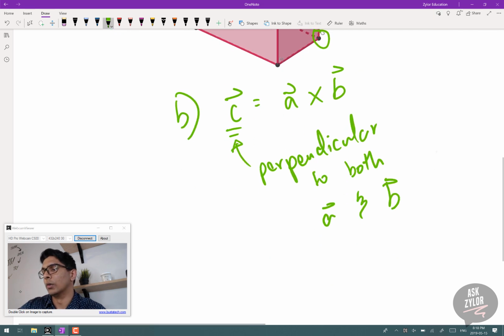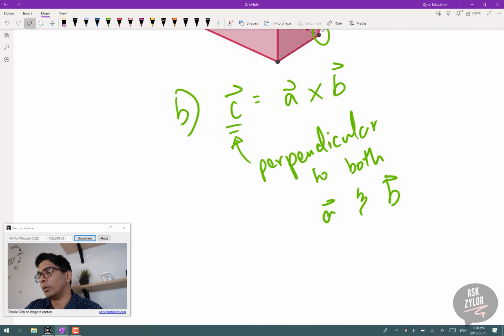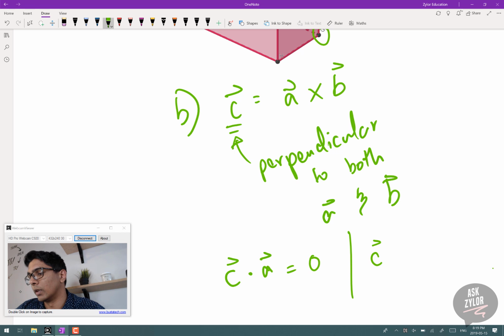right? So what do we know about the dot product between two perpendicular vectors? So if we take the dot product between a and c, that should give me 0. Right? The dot product between any two perpendicular vectors is always going to be 0. So then if I take the dot product between b and c, it should again give me 0 because c is perpendicular to both a and b.